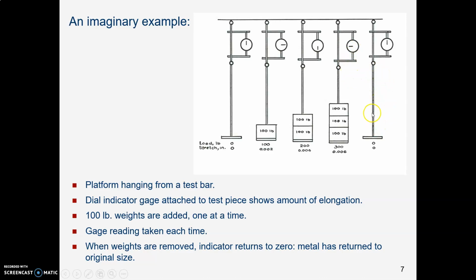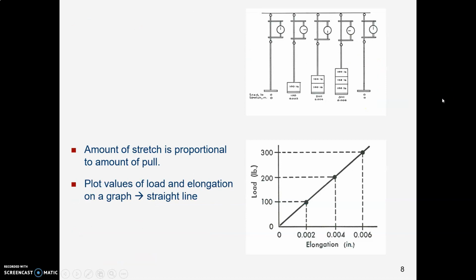But this is an elastic bar, so when we take the load off, boing, it springs back to where it was. And if we made a graph of this thing with 100 pounds, 200 pounds, 300 pounds on the vertical axis, and how much it elongated on the horizontal axis, and we plotted those points, how much did it stretch, we'd see, oh, we've got a straight line there.